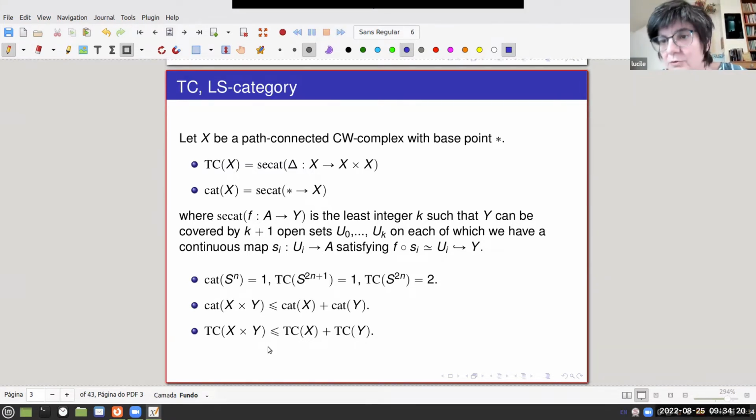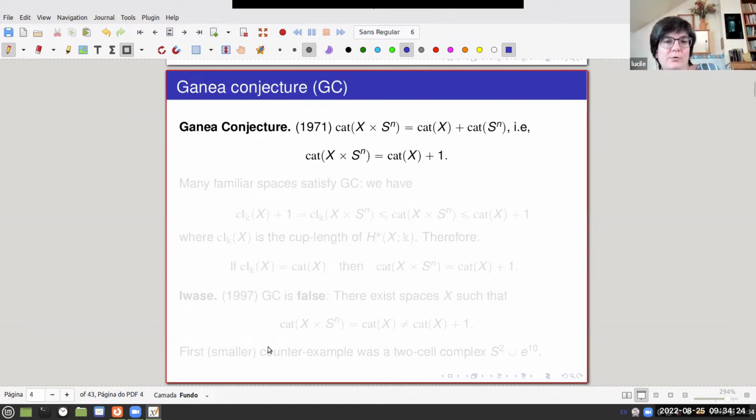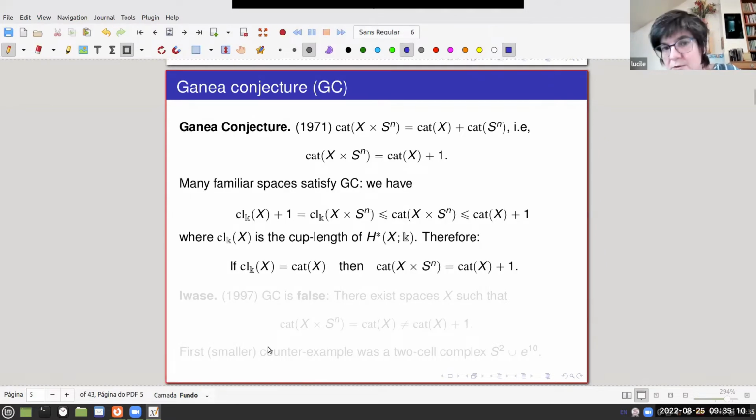So first, let me recall the classical Ganea conjecture, which refers to actually a problem posed by Ganea, which asks if the category of X cross S^n is exactly the sum of the category of X plus the category of S^n, that is, category of X plus one. And it was already known that the category of the product is in general not equal to the sum of the categories, but the question remains for spaces where there is no torsion in homology. And let me note that there are many familiar spaces which satisfy this equality, category of X cross S^n equal to category of X plus one.